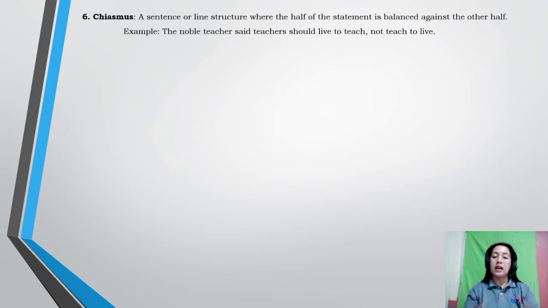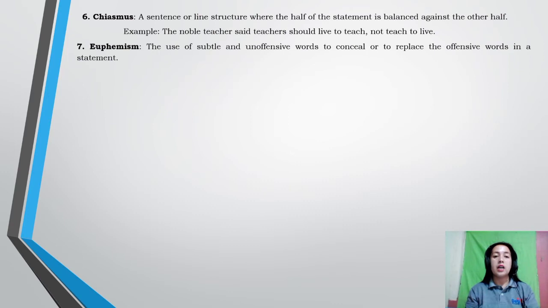Balance siya. Diin ang nagpa-balance sa iya, balance sa structure niya. Live to teach and teach to live. Diba? Balance siya. Gina-interchange niya lang ang placing sa mga words, pero it's using the same words. Okay, that is chiasmus. Next, euphemism.